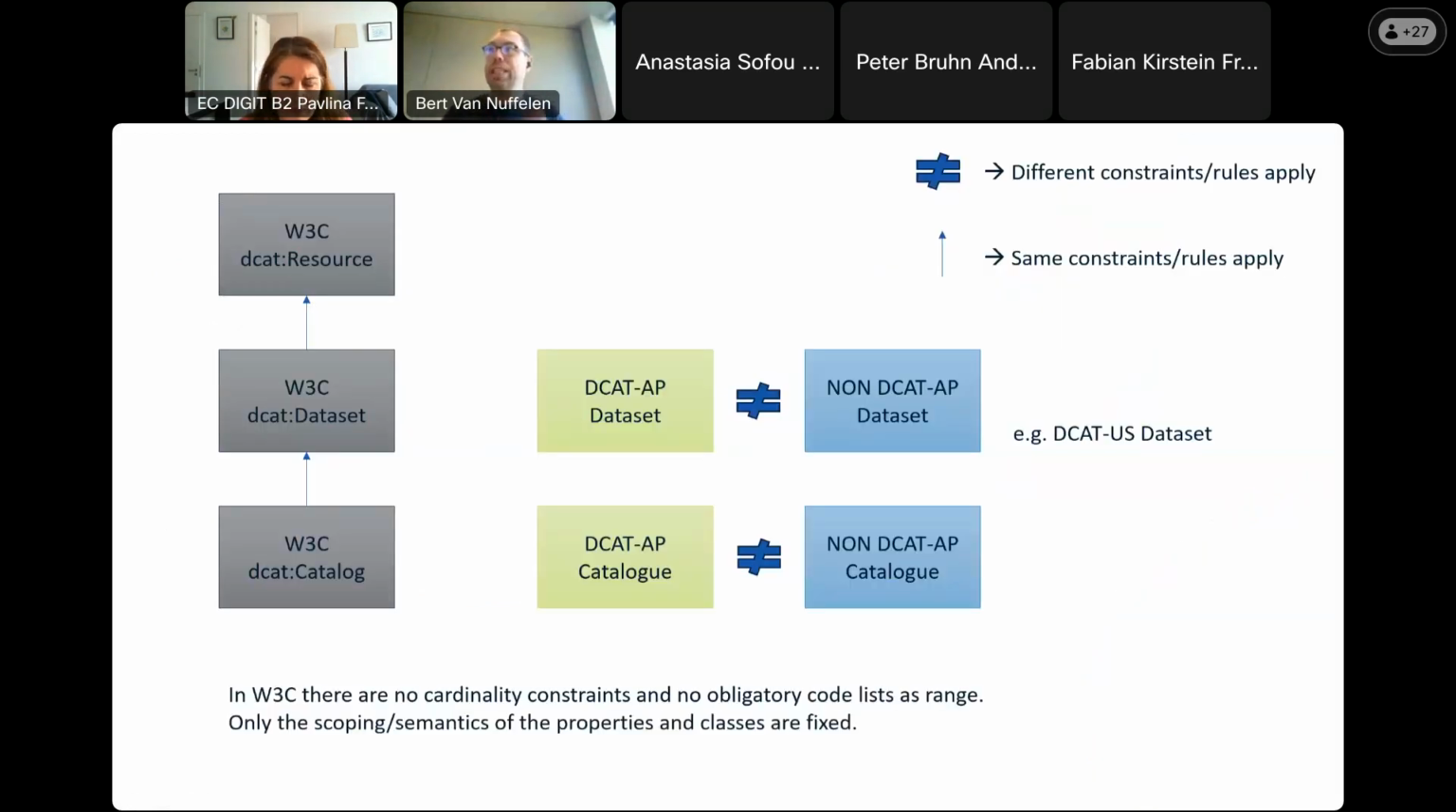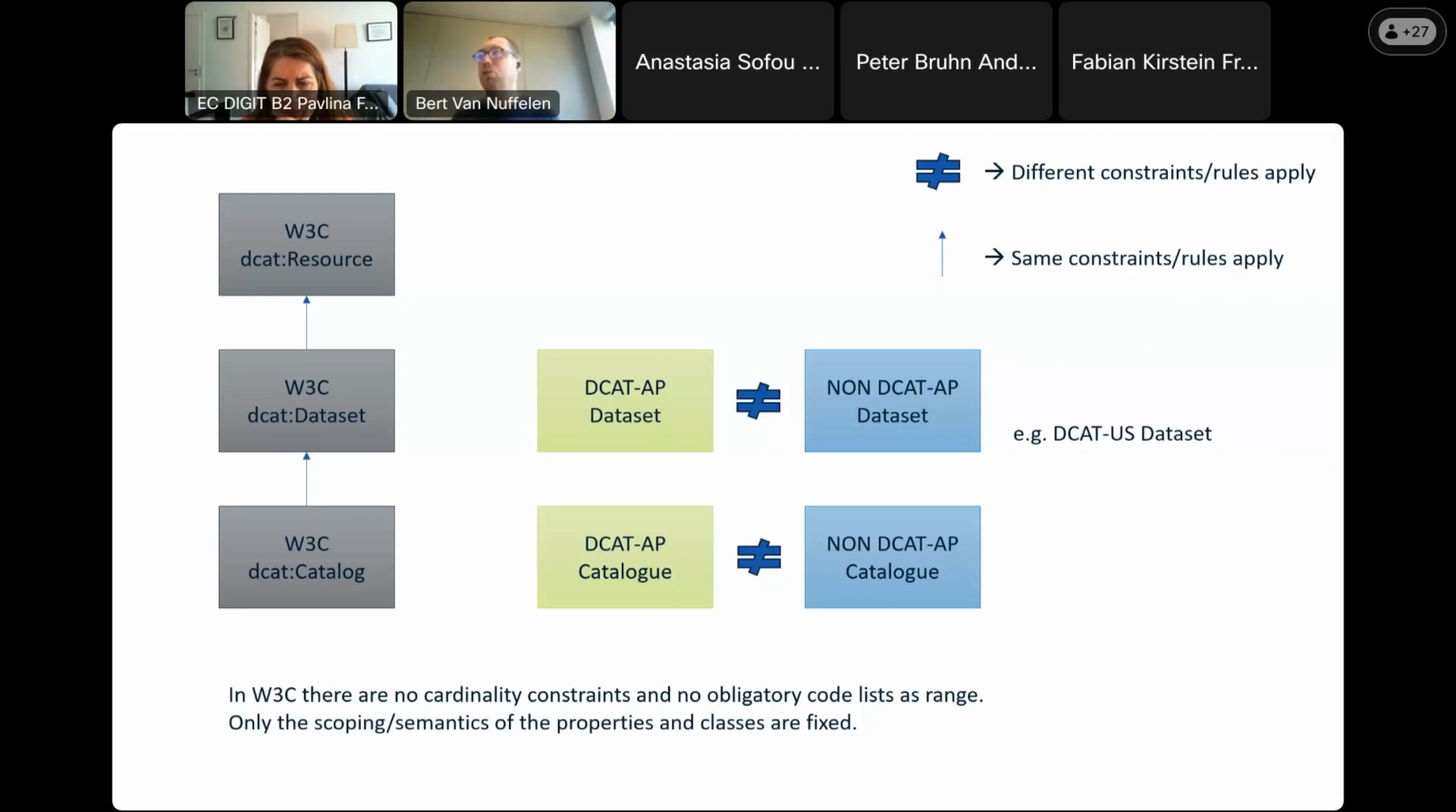What happens if we look at DCAT as such? On the gray left-hand side we have the DCAT specification, where there is a DCAT resource, which is subdivided into some other classes, and DCAT dataset is one of them. There is also another kind of dataset, which is called DCAT catalog. In W3C DCAT, this is very flexible and open. There are no cardinality constraints and no mandatory code lists to be used. There's still a lot of freedom and openness. It is only the scope that tells you in which context properties have to be used for a certain class.